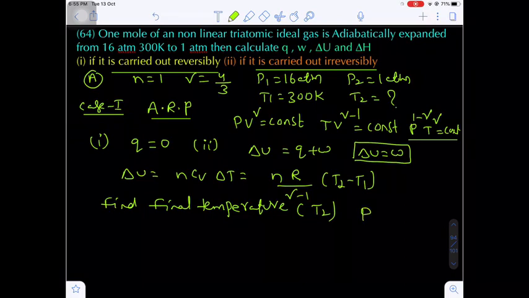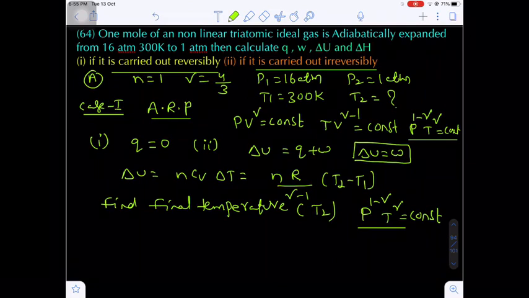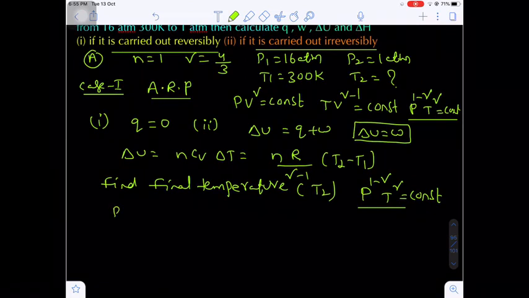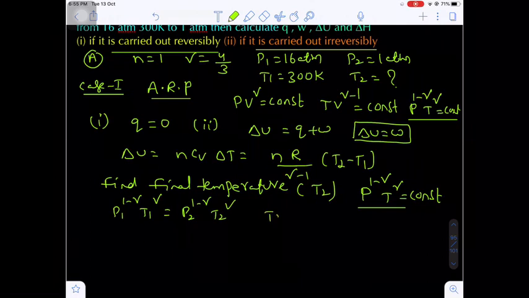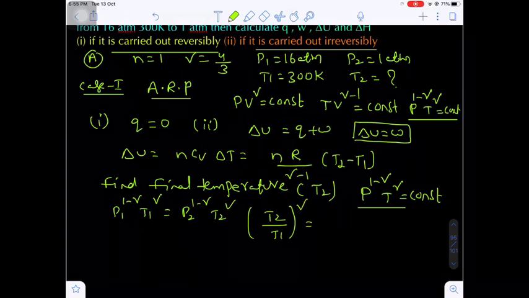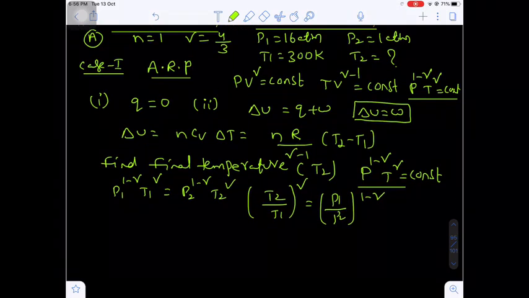Yes. Now the relation I am using is P to the power 1 minus gamma, T to the power gamma equal to constant. Why am I using this relation? Because in the question pressure and temperature are given. I write P1 to the power 1 minus gamma, T1 to the power gamma equal to P2 to the power 1 minus gamma, T2 to the power gamma. From here I write T2 upon T1 to the power gamma equal to P1 upon P2 to the power 1 minus gamma. Are you getting my point?